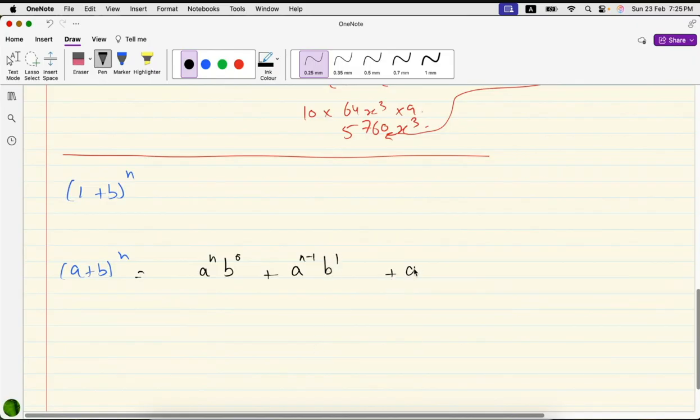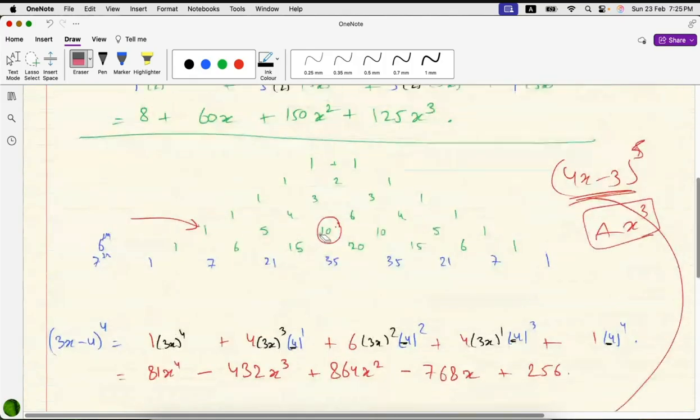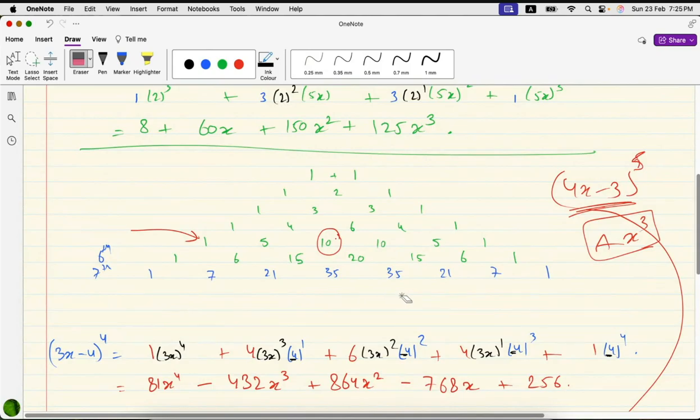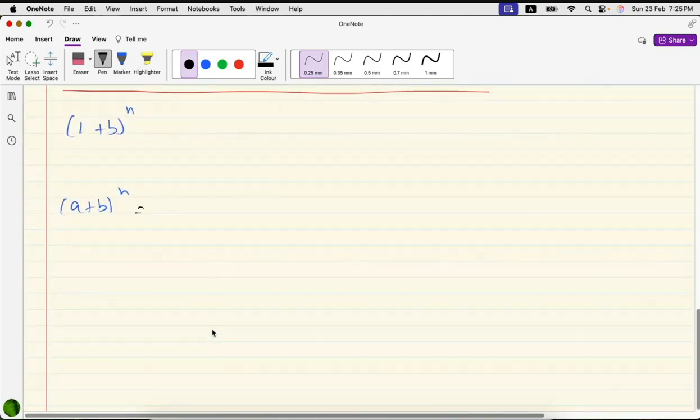Then we had a another less, b another more. Getting it? I'm writing that in order. What about these numbers we've written? 1, 7, 21, 35, 35. So this is where the binomial expansion comes in.